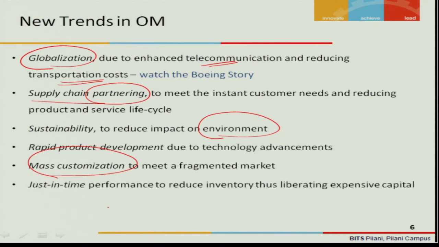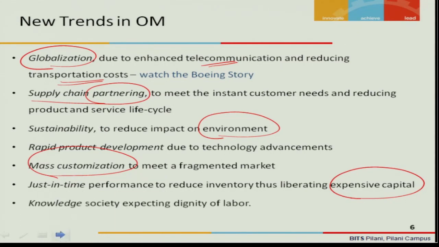Just-in-time performance is quite popular. I don't have to explain this in detail, but one of the key benefits of just-in-time inventory is that it liberates a considerable amount of capital, which is expensive these days. Capital is becoming very expensive these days. So the JIT system liberates the working capital, which can be spent on various other productive purposes.